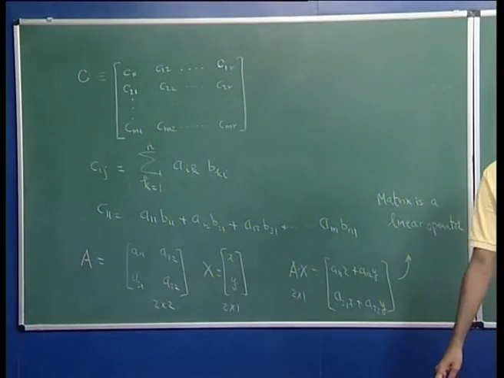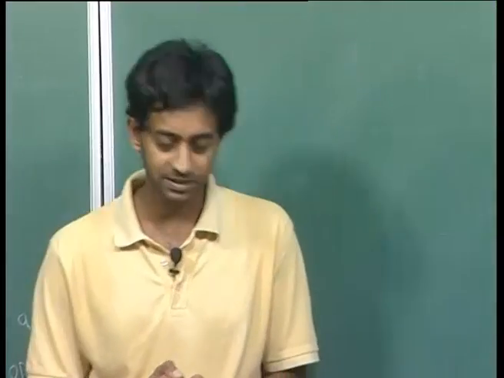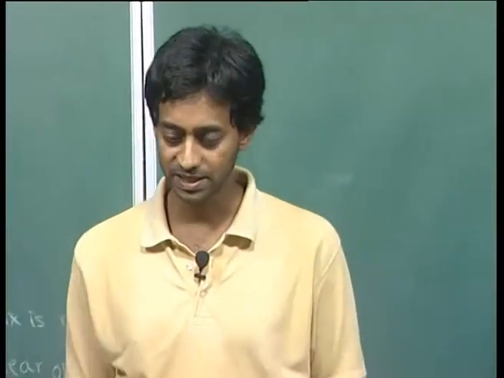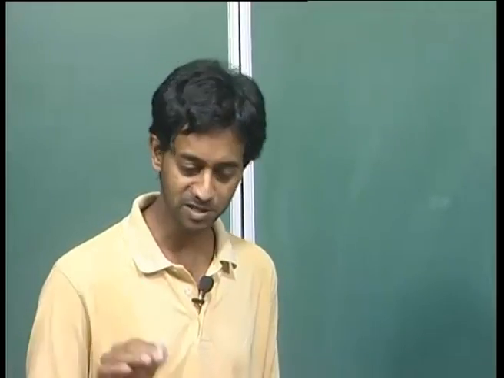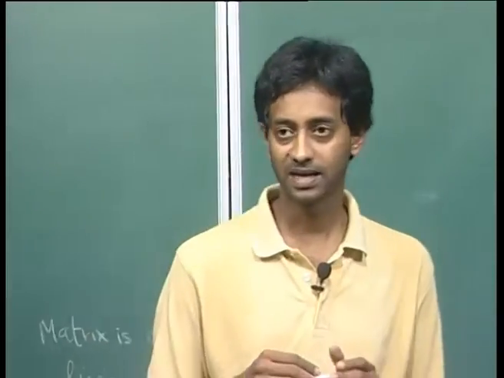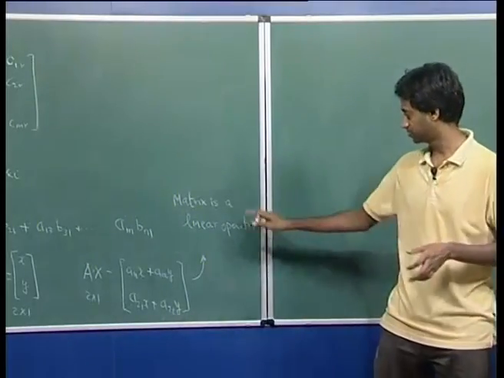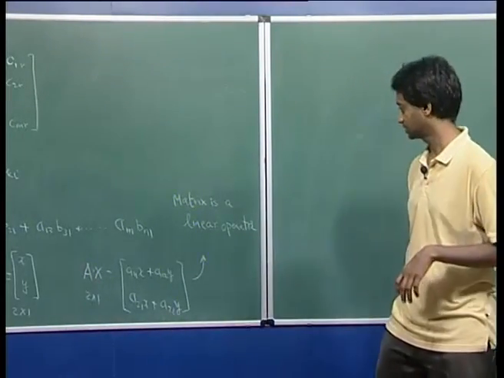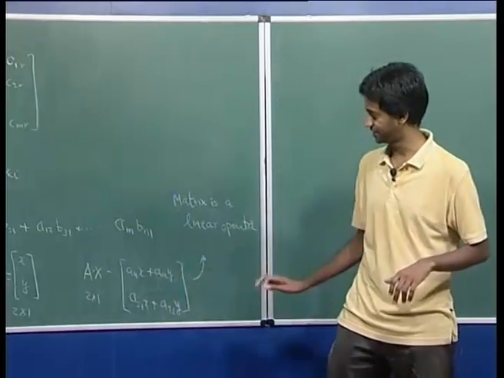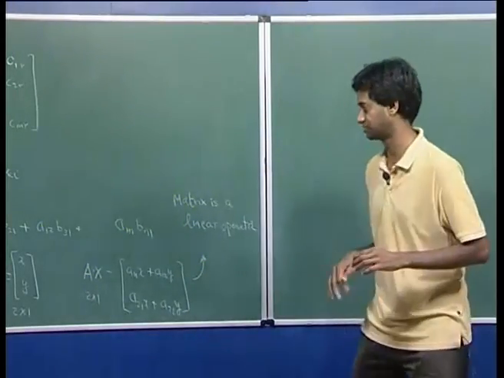So, we have seen two useful ways of looking at matrices. One is in general as an arrangement of scalars. The other is as an operator acting on a vector to give you another vector, and such an operator is a linear operator because the components of the resulting vector are linear combinations of the components of the original vector.